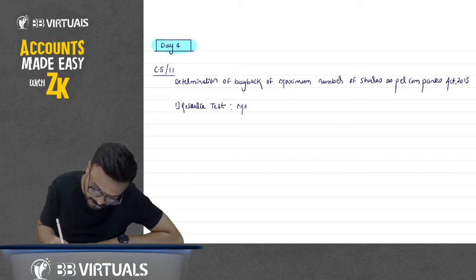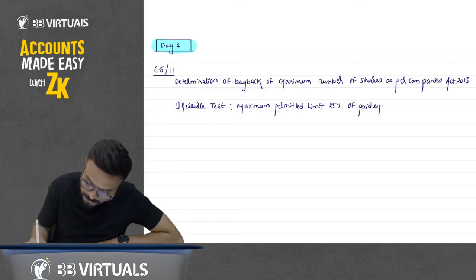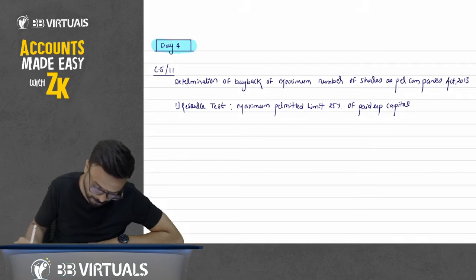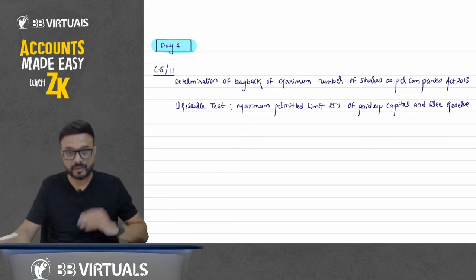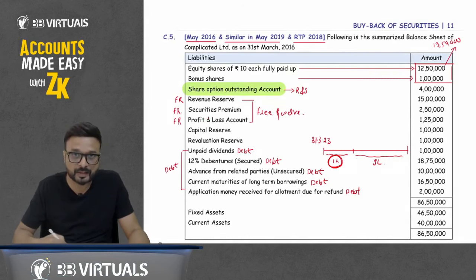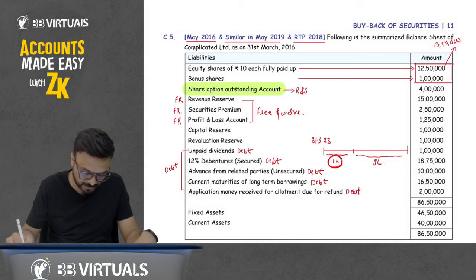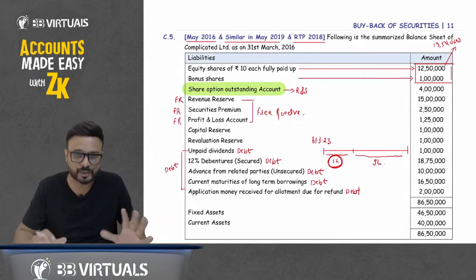So here the condition is that the maximum permitted limit is 25% of paid up capital and free reserve. First we have to calculate paid up capital and free reserve. As you can see in the question, there are so many reserves and so many debts. We know paid up capital is 13,50,000, but we can calculate the free reserve also. We can make a working note on paid up capital and free reserve. We can also make a working note on debt because the items are more here.